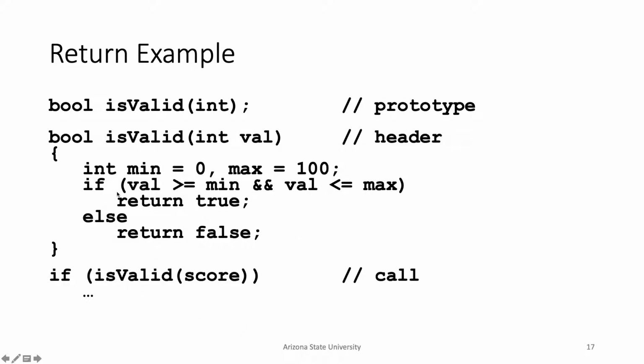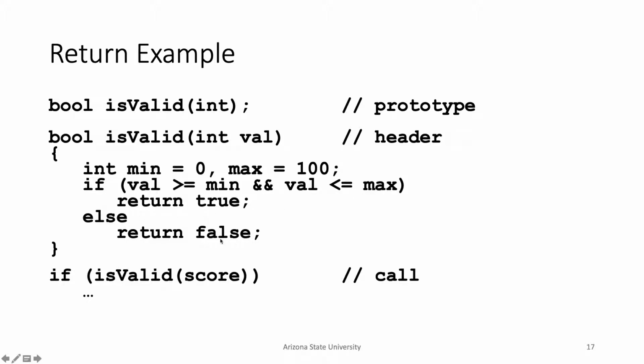Okay, here's an example. Suppose we had a function whose sole purpose is to figure out whether the user's input is valid. It returns a bool in this case. I pass in the integer parameter called val, and its job is to return true if the value is good and false if it's bad. If the value is at least the min and at most the max, then it's inside the bounds and we're all set, so we should return true.